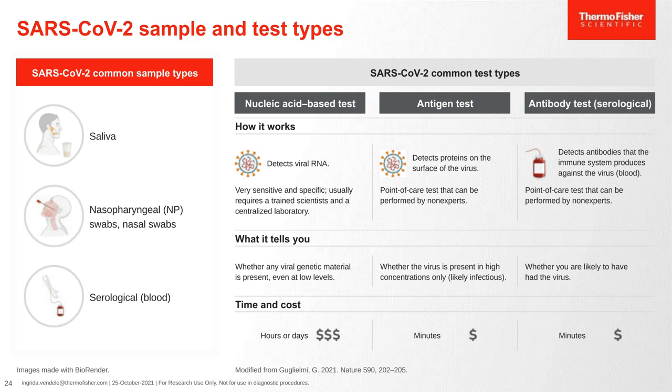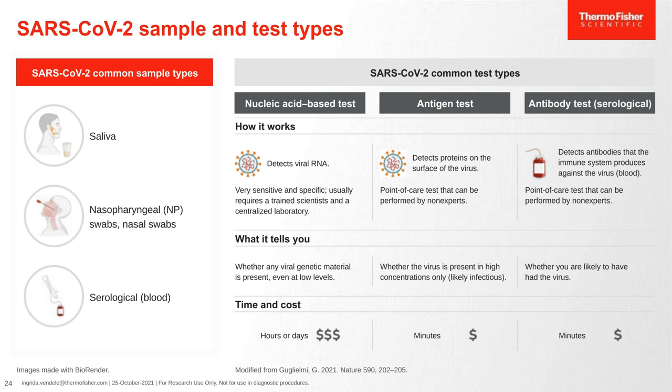SARS-CoV-2 is principally a lower respiratory disease. However, viruses may be detected in minimally invasive sample types like saliva, nasopharyngeal swabs, and nasal swabs. Additionally, the human immune response to the virus may be observed using a blood sample type. Shown on the right, there are three common types of SARS-CoV-2 testing: nucleic acid-based, antigen-based, and antibody test.